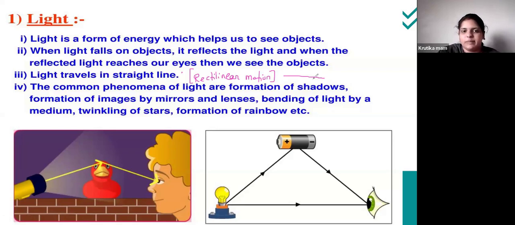Rectilinear motion. Understanding? Fourth point, students, the common phenomena of light are formation of the shadows, formation of the images by the mirrors and the lenses, bending of light by the medium, twinkling of the star, formation of the rainbow. So what are you seeing here, you are seeing different phenomena. So formation of the shadows.